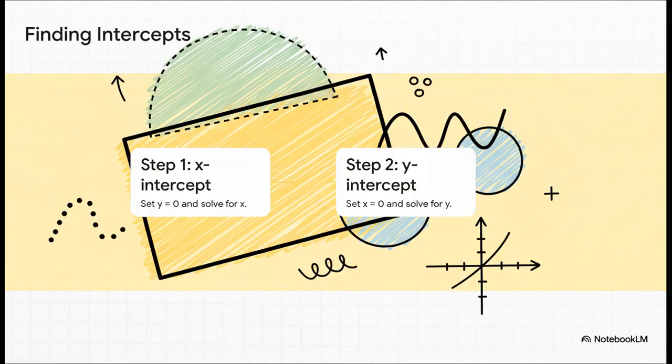And finding them is a super simple 2-step process. To find where the line hits the horizontal x-axis, you just set y to 0 and solve the equation. To find where it hits that vertical y-axis, you guessed it, you set x to 0 and solve. It is such a quick and powerful way to anchor your graph.